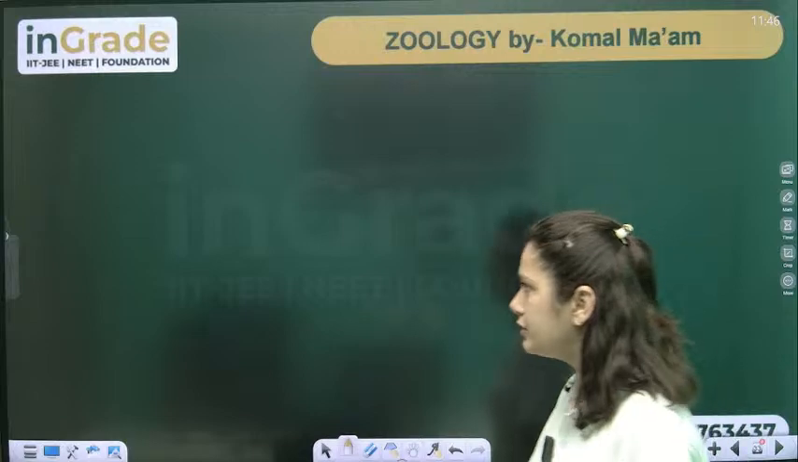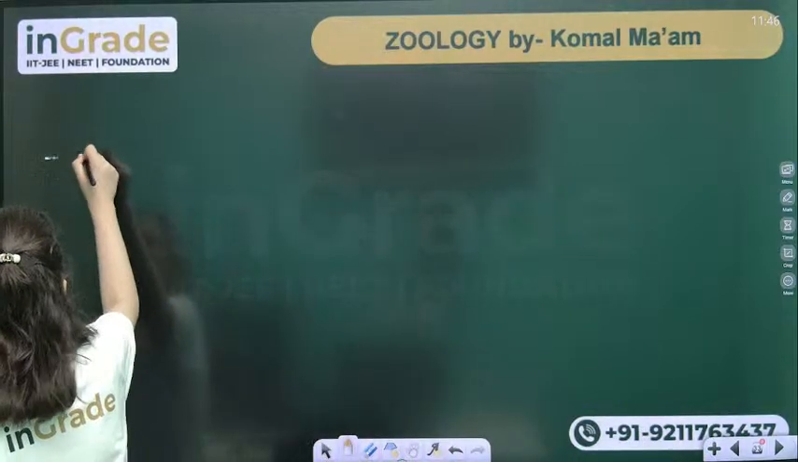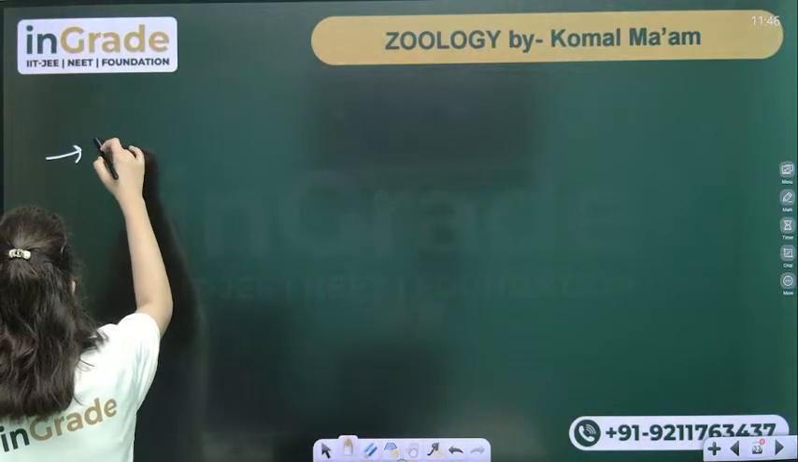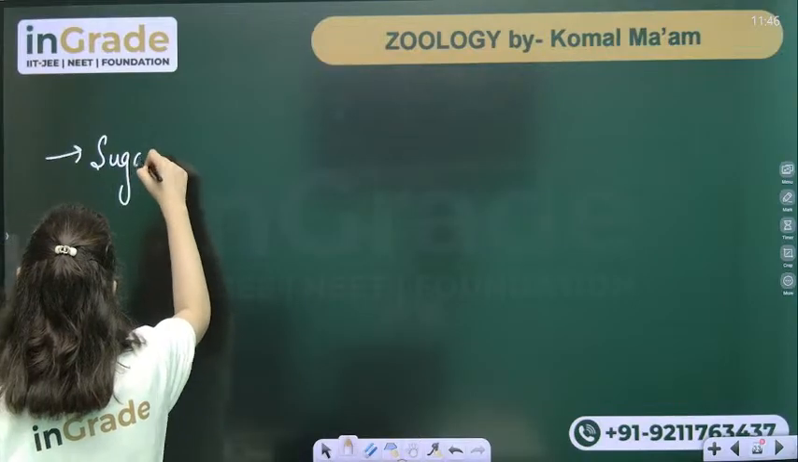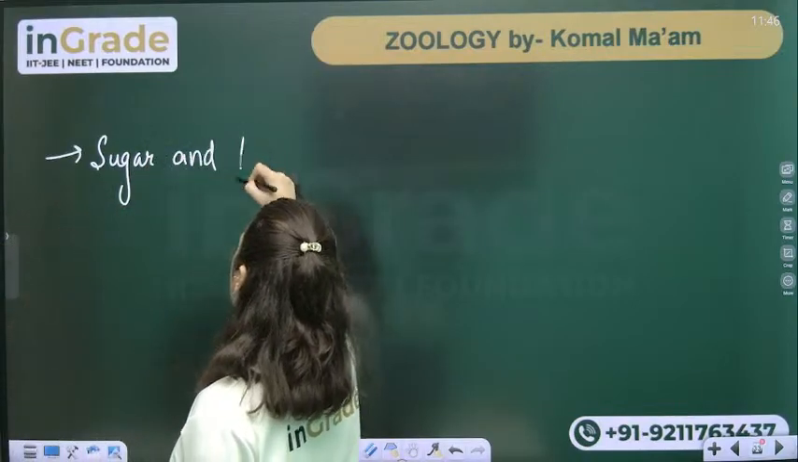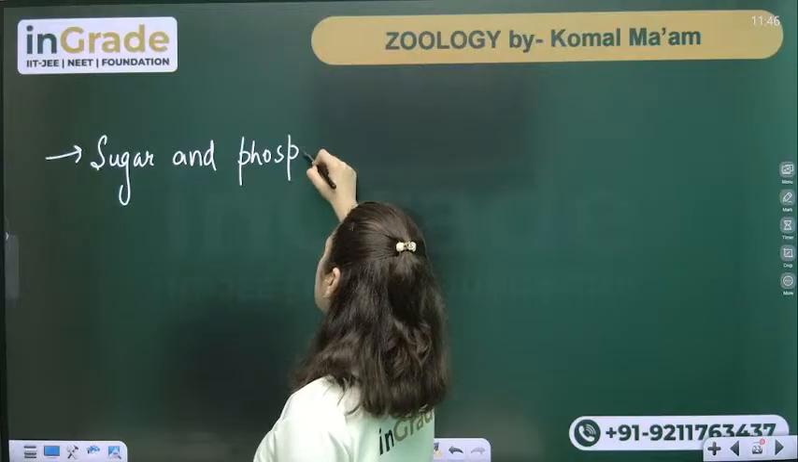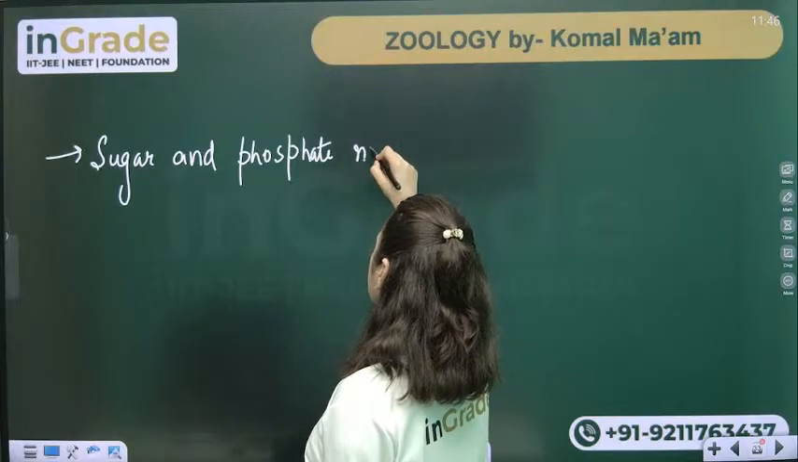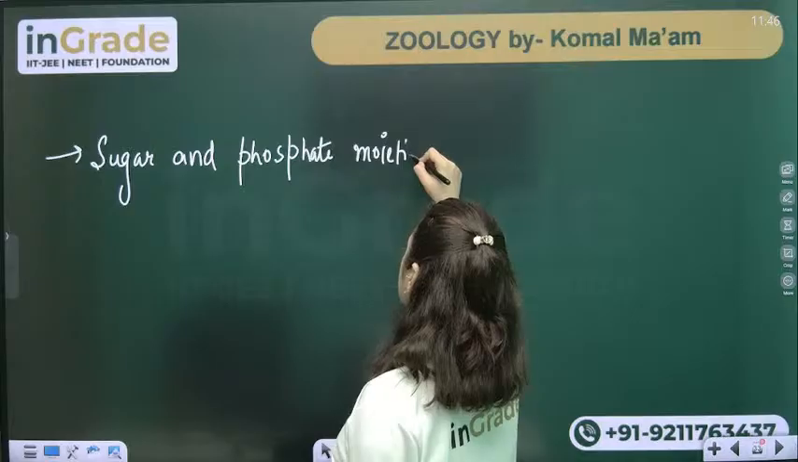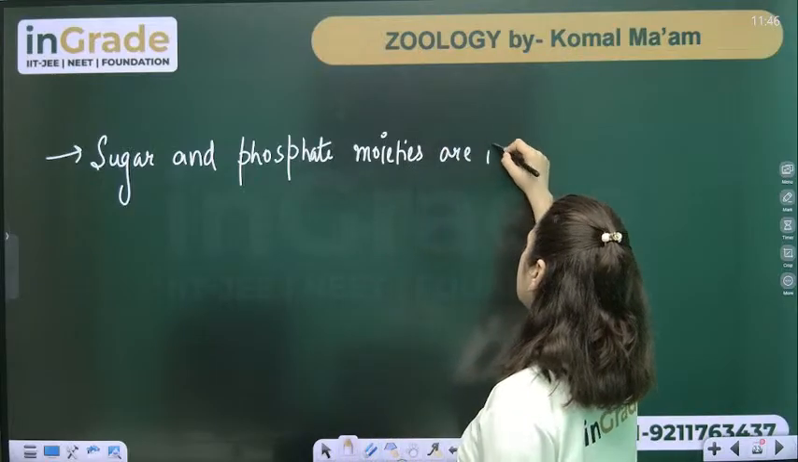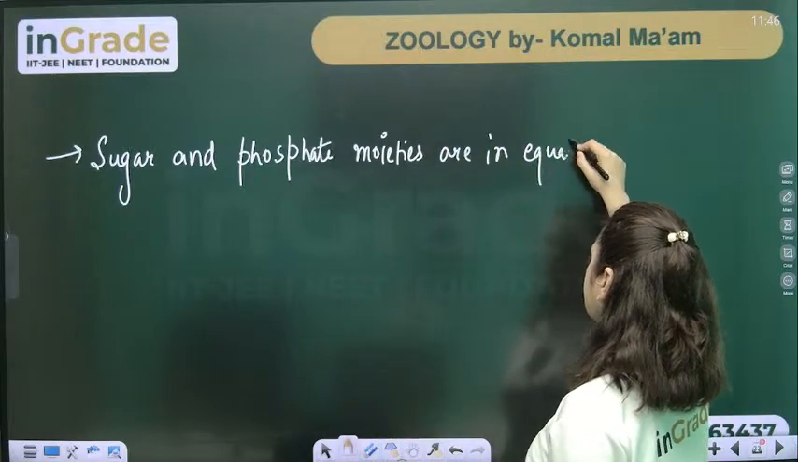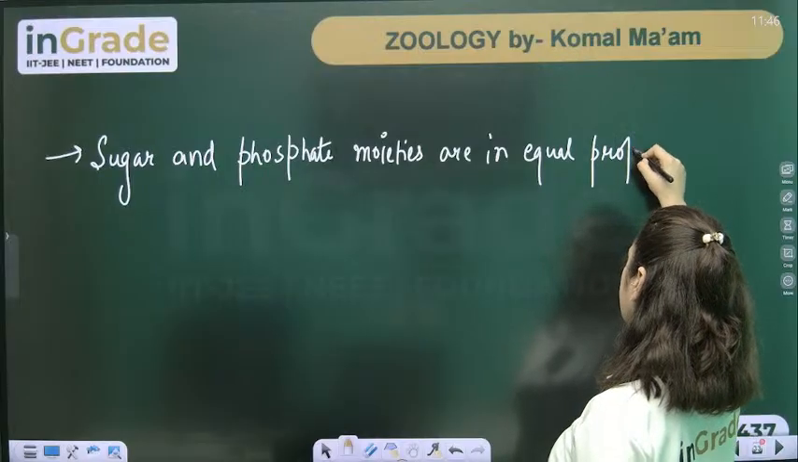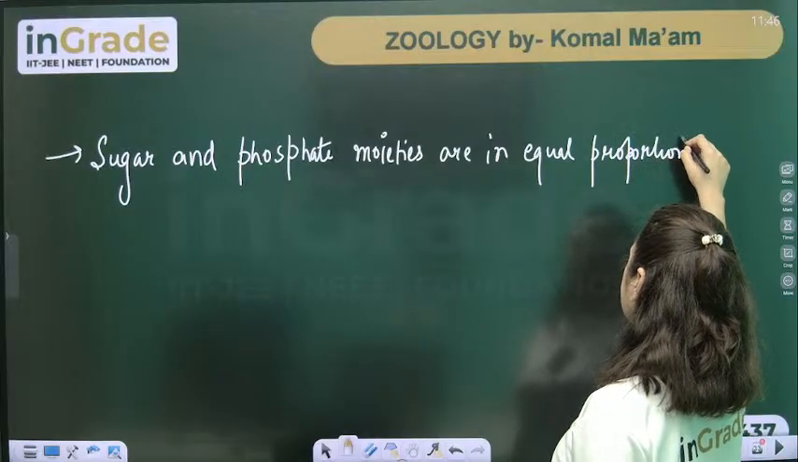The fourth point explained by Chargaff's rule was that sugar and phosphate moieties are in equal proportion.